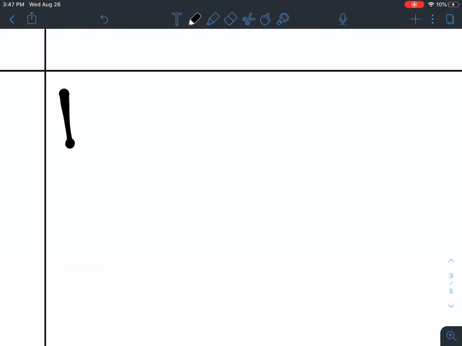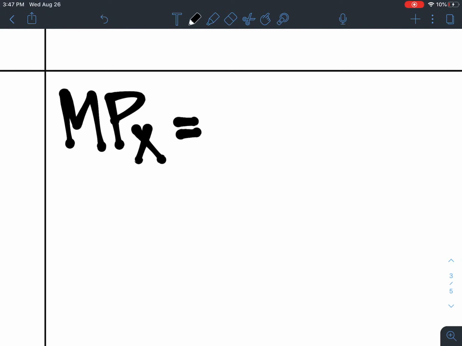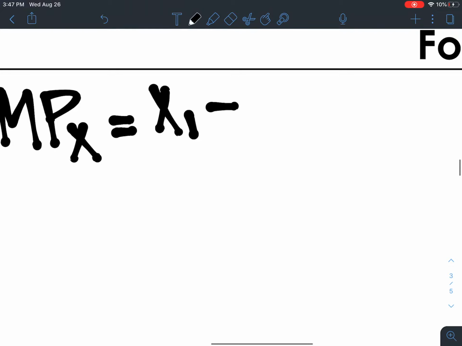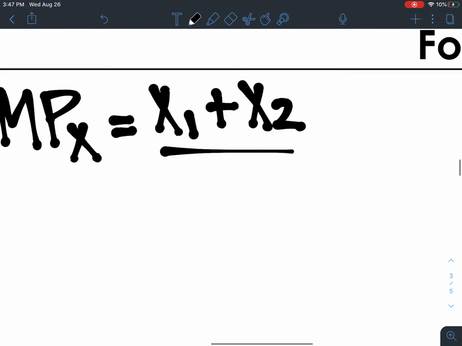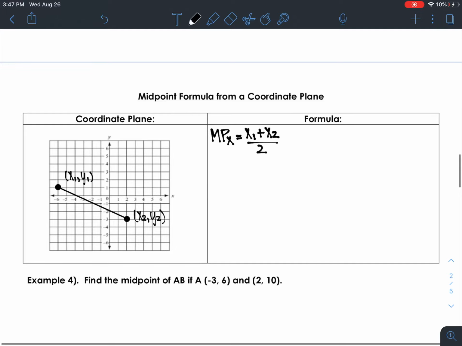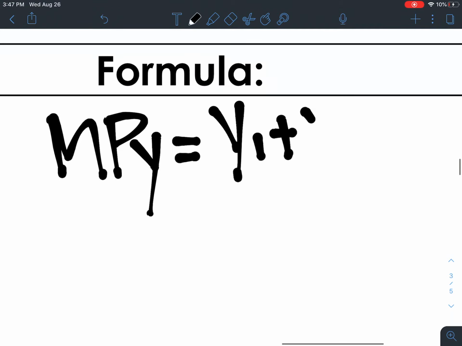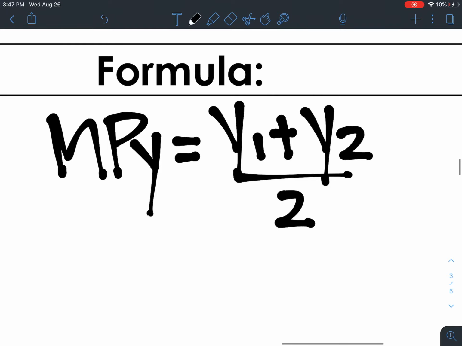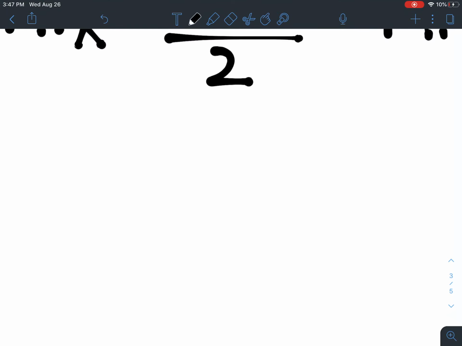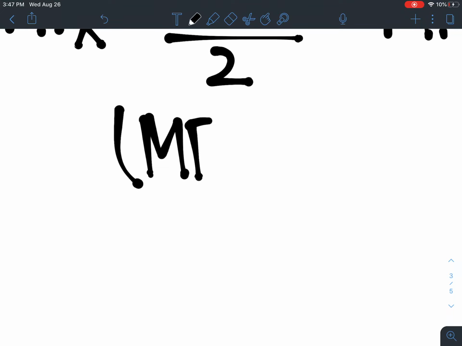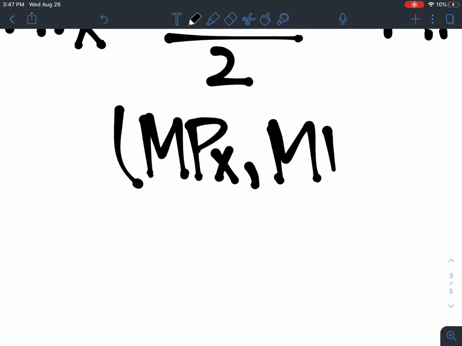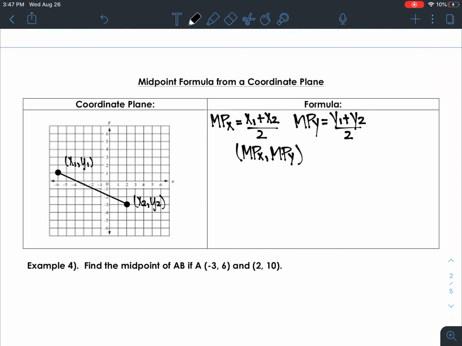So we're going to call this MPX, and what that stands for is the midpoint x coordinate is equal to x1 plus x2 divided by 2. And then MPY, so the midpoint's y coordinate, is going to be equal to y1 plus y2 divided by 2. But then your final answer is, it's a point, so it's still a coordinate, right? Is going to be MPX, comma, MPY, okay?